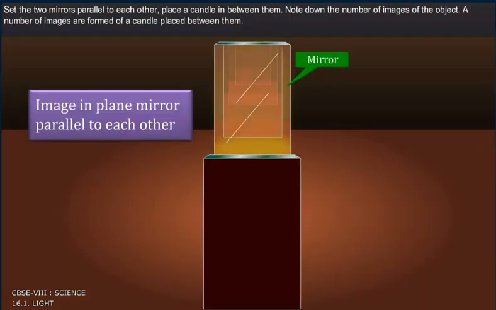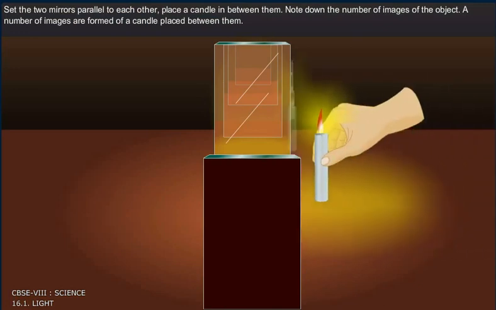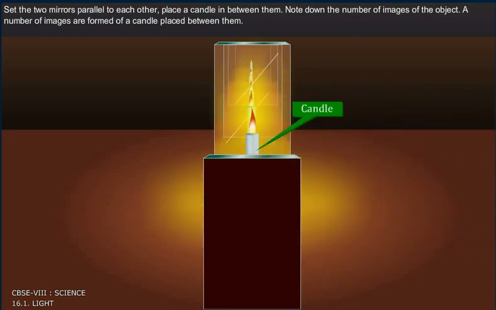Set the two mirrors parallel to each other. Place a candle in between them. Note down the number of images of the object. Number of images formed of a candle placed between them.